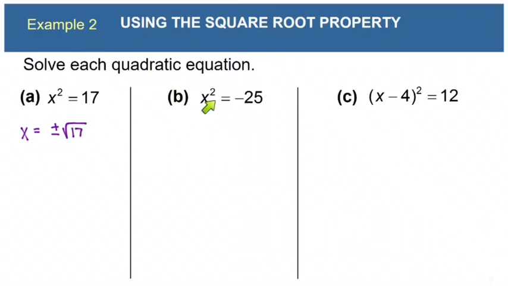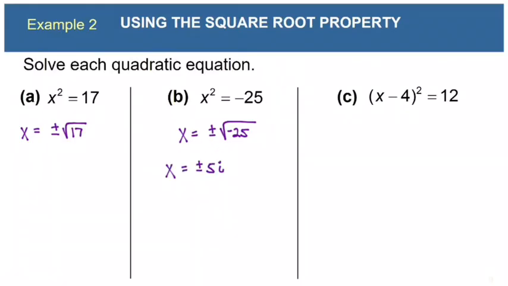And here we have almost the same thing, and the only difference here is that our k is negative, but that's fine. So we have x squared equals negative 25. That means x equals plus or minus the square root of negative 25. Now you'll remember from section 1.3 that the square root of a negative is going to be the imaginary number i. So x in this case equals plus or minus 5i.